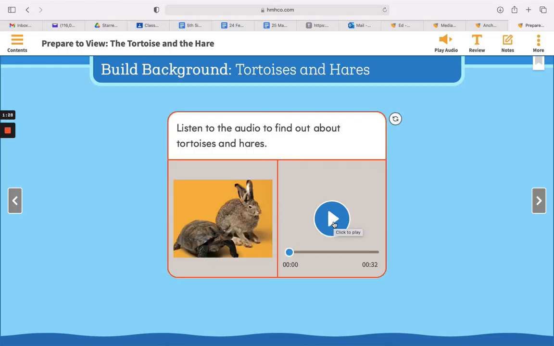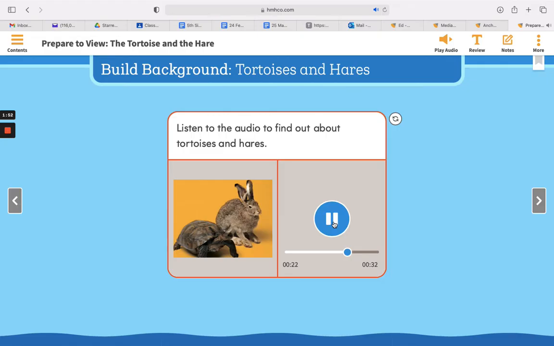We're going to find out about tortoises and hares. A tortoise is a reptile. It is a kind of a turtle. It lives on land and has a hard shell that protects its body. Tortoises have claws for digging, but they don't have any teeth. Instead, they have a mouth with sharp edges for biting their food. Tortoises have been living on Earth since the time of the dinosaurs.